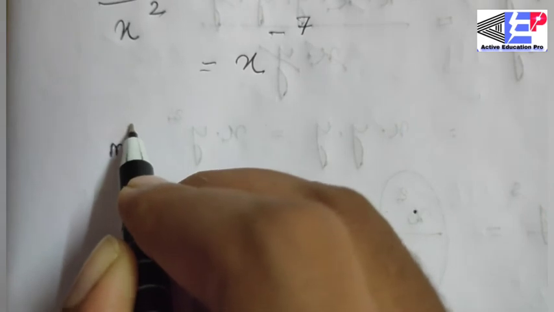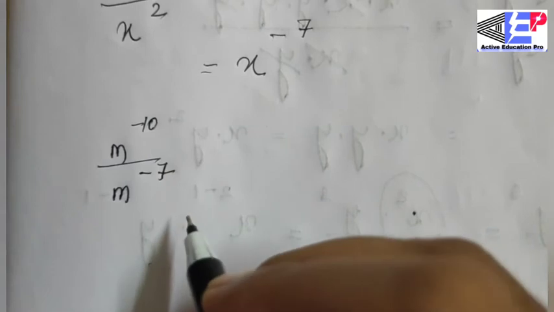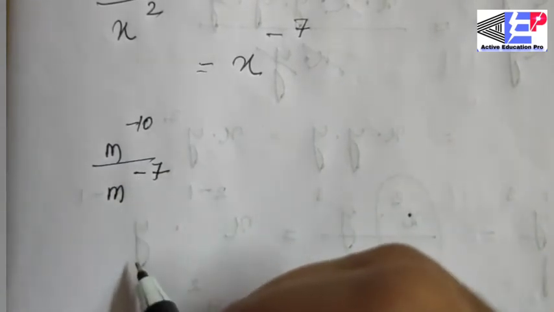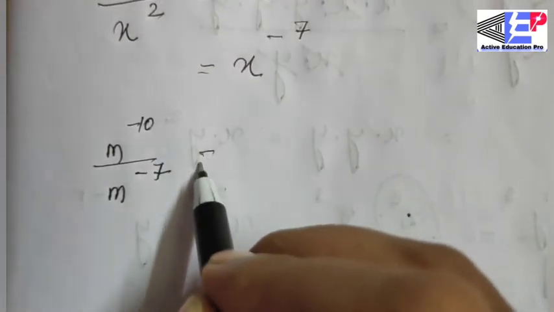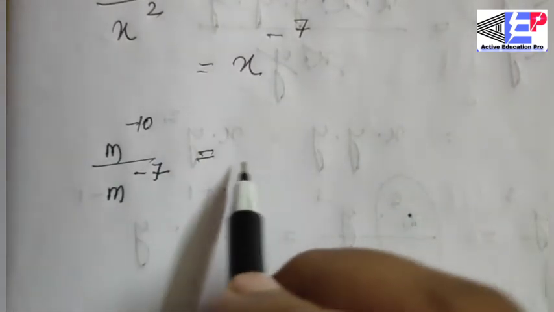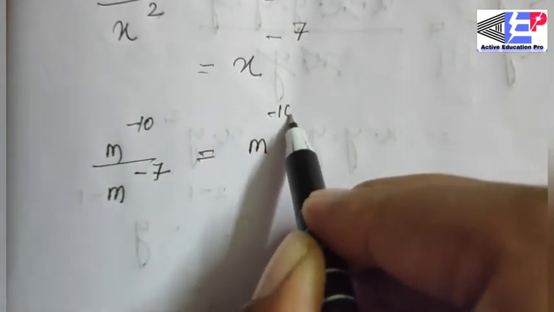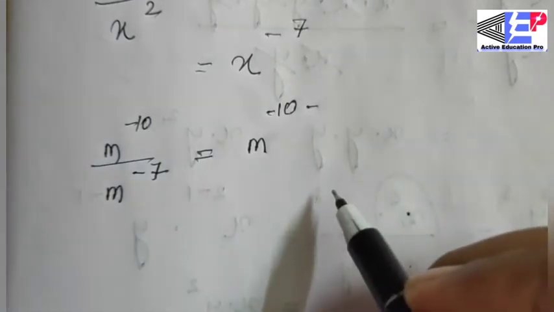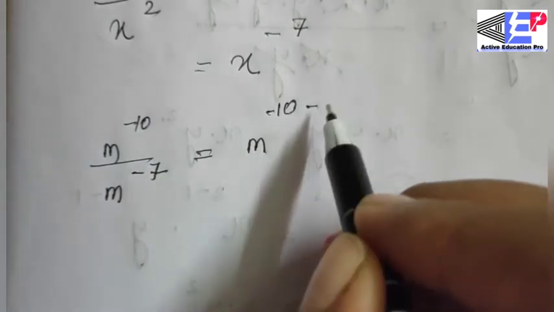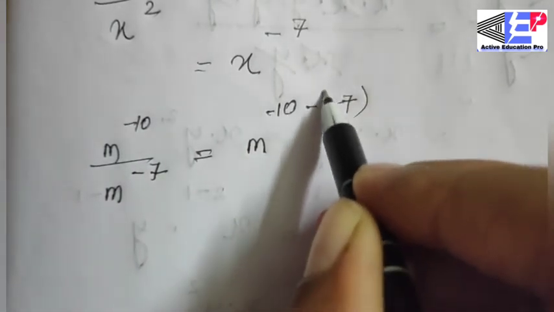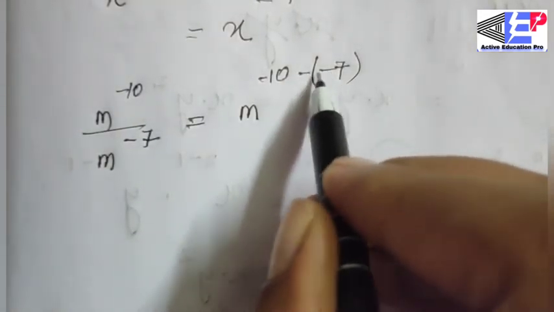m to the power minus 10 divided by n to the power minus 7. Both powers are of negative sign. No problem, just write the variables, and first write the power of the numerator, then put a minus sign, and then write the power of the denominator. Here the power of the denominator is minus 7, so put a bracket around minus 7. Otherwise we will be confused by the two negative marks.